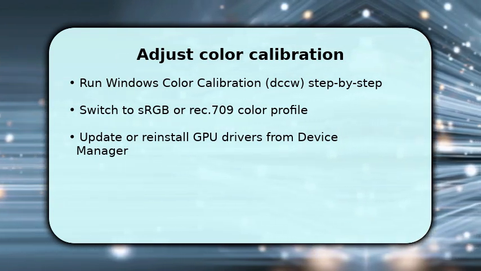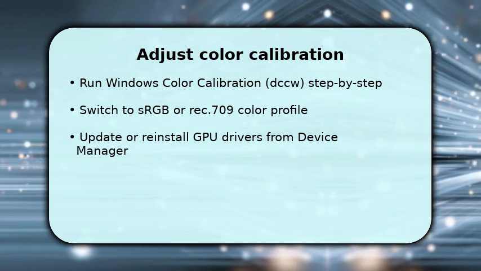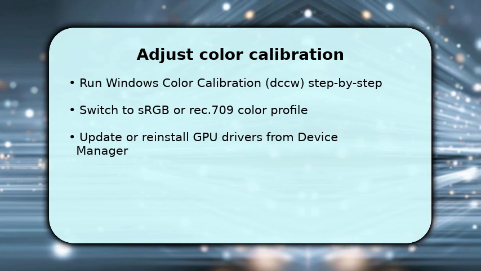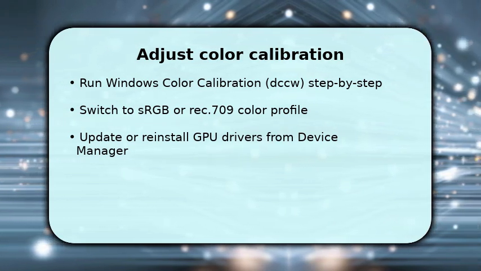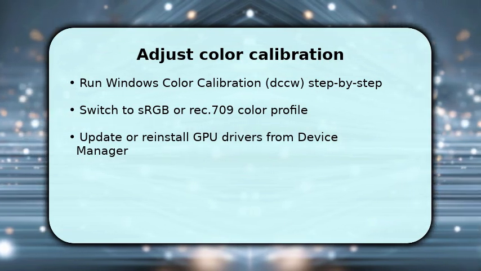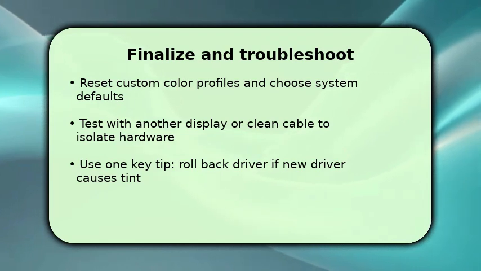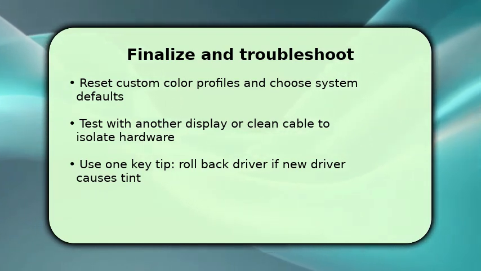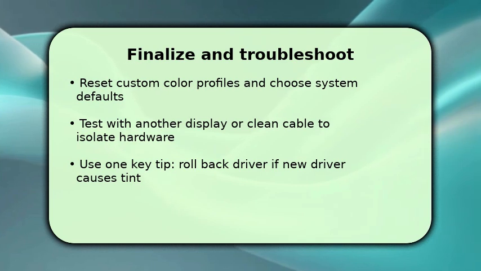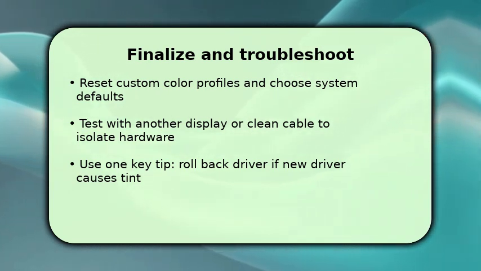If colors remain off, open Device Manager. Update or reinstall your GPU driver. Then finish by removing any custom profiles and returning to system default so behavior is predictable. In Color Management, choose your monitor, remove custom ICCs, then set the default to sRGB IEC 61966-2.1. This often fixes residual yellowing.